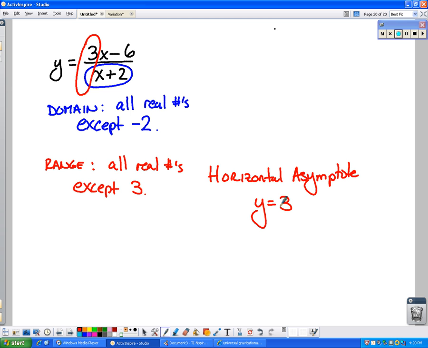In a similar fashion, back when we're talking about our domain, our vertical asymptote is simply x equals -2. It's our domain that's all reals except -2.